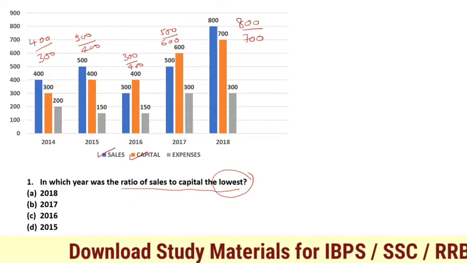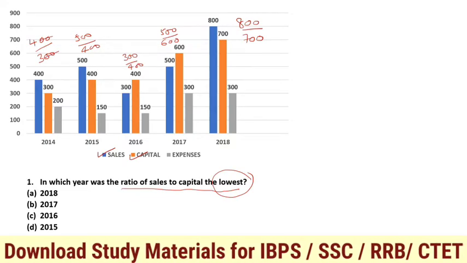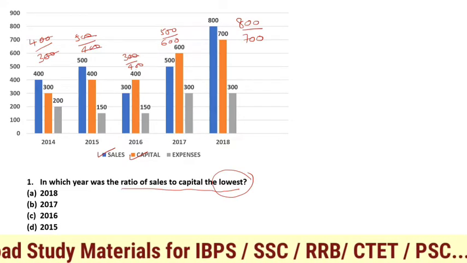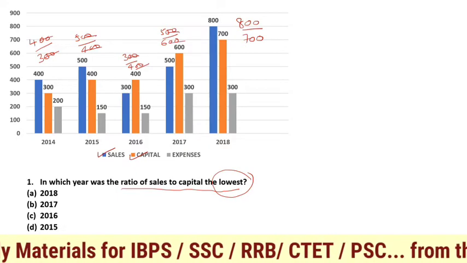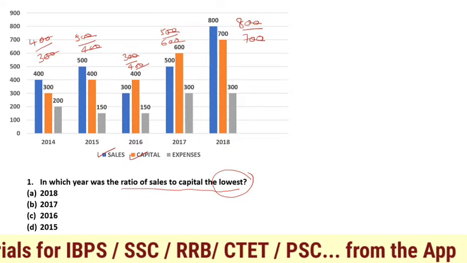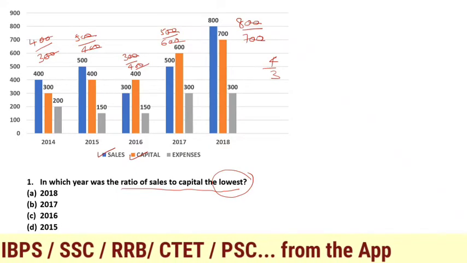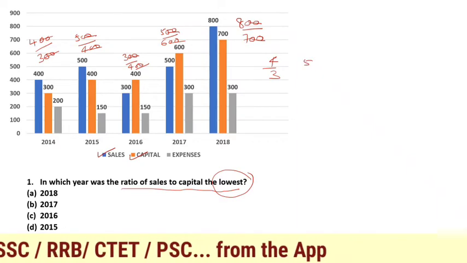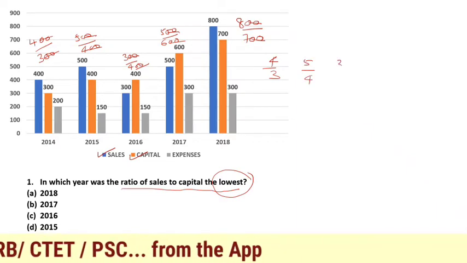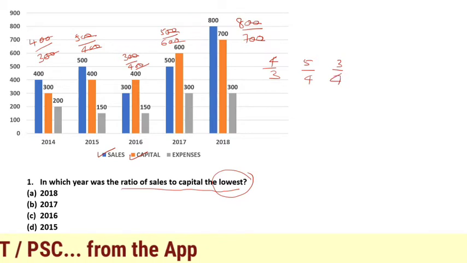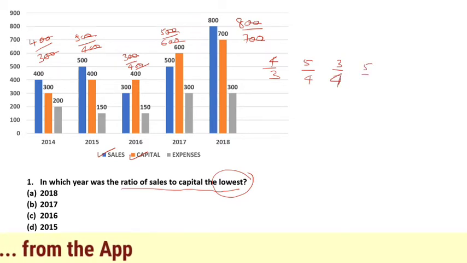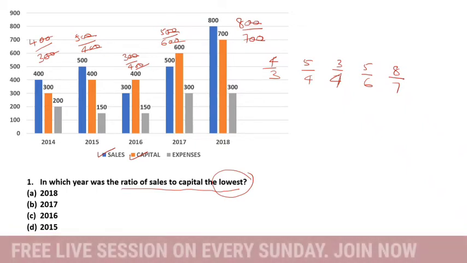Here you can cut zeros. So when you cut zeros, what actually we will get? In the first case, we will get 4 by 3. Second is 5 by 4. Third is 3 by 4. And next is 5 by 6. And last one is 8 by 7. Out of these numbers, which one is the lowest?